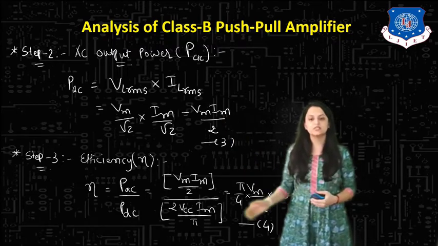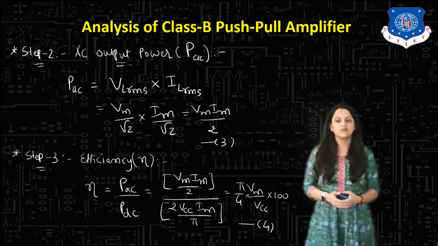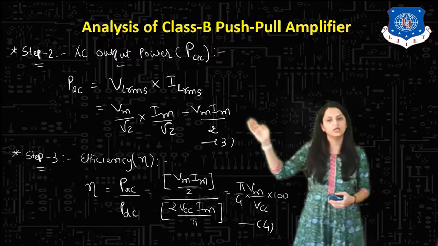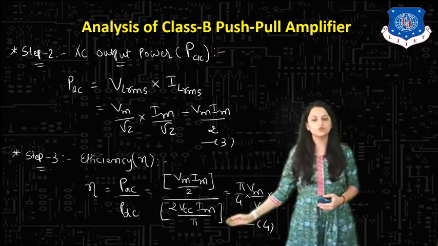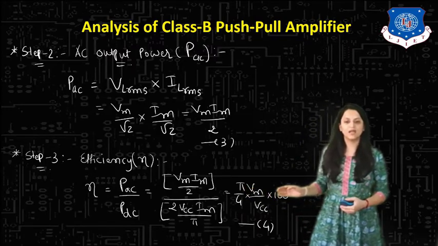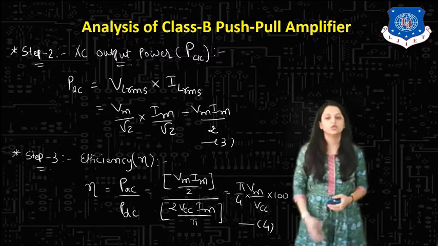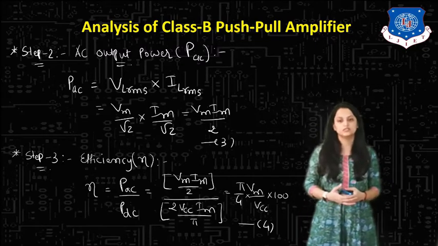Now let us find the efficiency. Efficiency is given as the ratio of AC power to DC power. AC power is given as Vm Im by 2 and DC power we have obtained, which is 2 VCC Im by pi. If we simplify this, we'll get pi by 4 into Vm by VCC into 100. This is the efficiency for this case.